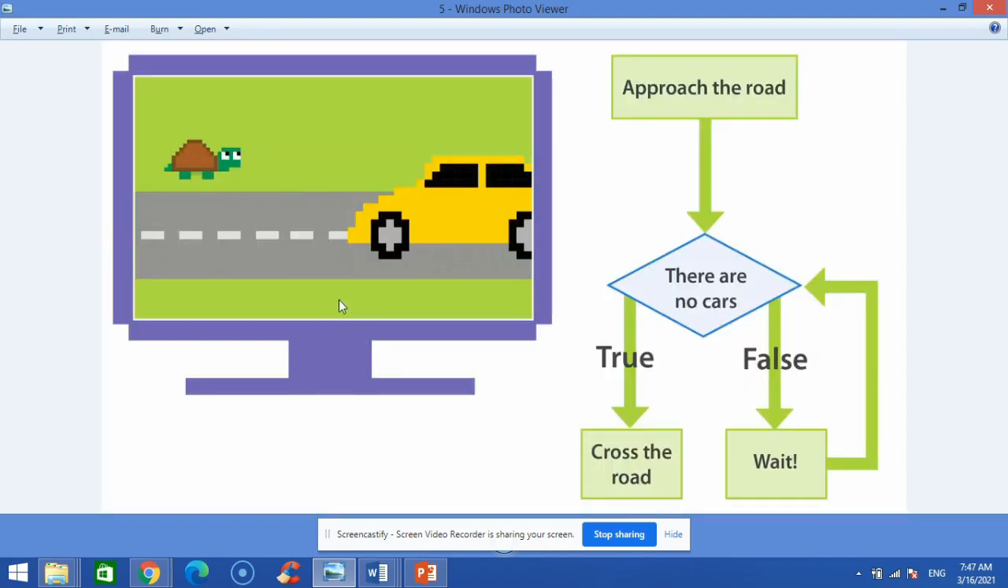The next stage of programming is that we convert the algorithm to a flowchart. Each step is shown with a special symbol on a flowchart. Like here, approach the road, and then there's a condition. If there are no cars, if this condition is true, cross the road. If this condition is false, wait. So like that, we give instructions to computers. So the algorithm is converted to a flowchart.